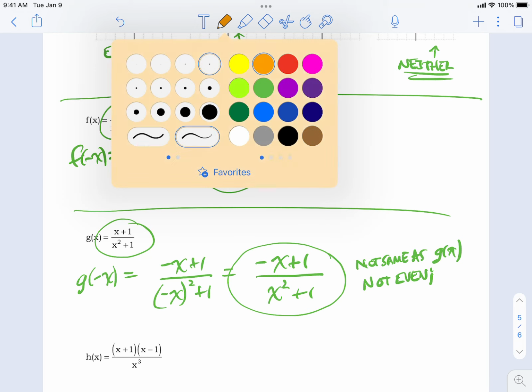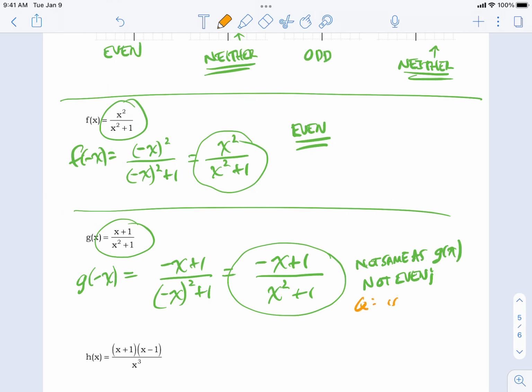Okay, switch colors for this now. Question: is this the opposite of what we started with, the negative of the g of x that we started with? So take a look at this. Is this the same as this, except I just put a negative in front? Well, if I put a negative in front, if I put it way out front, it looks like this. So, okay, I'm asking again, is this the same as this?